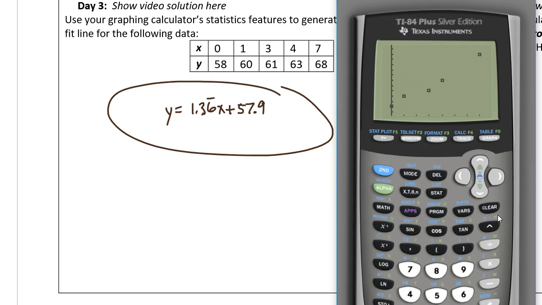We can see that there is some line with a positive slope that best fits these dots. We figured out the equation of the line. Let me push y equals. And for y1, type in that equation that we figured out. I can't put 6 repeating, but I can type in several 6's. And then x plus 57.9. Now when I push graph, it will draw a diagonal line within those scatterplot dots. This is called the line of best fit, also known as a regression line.